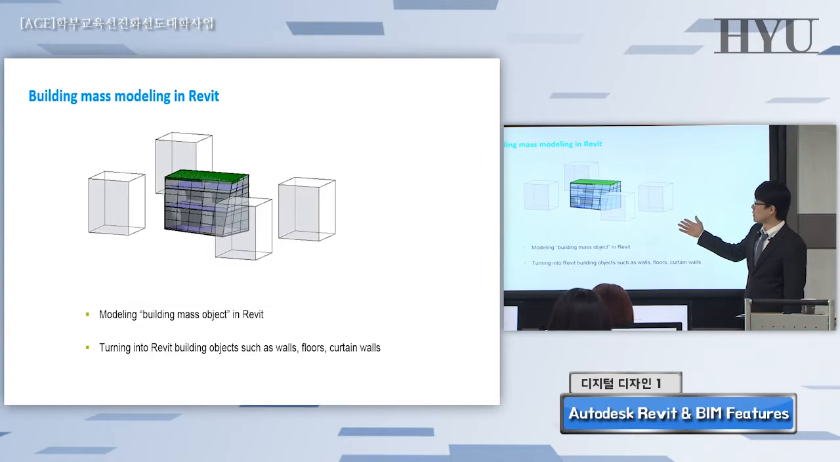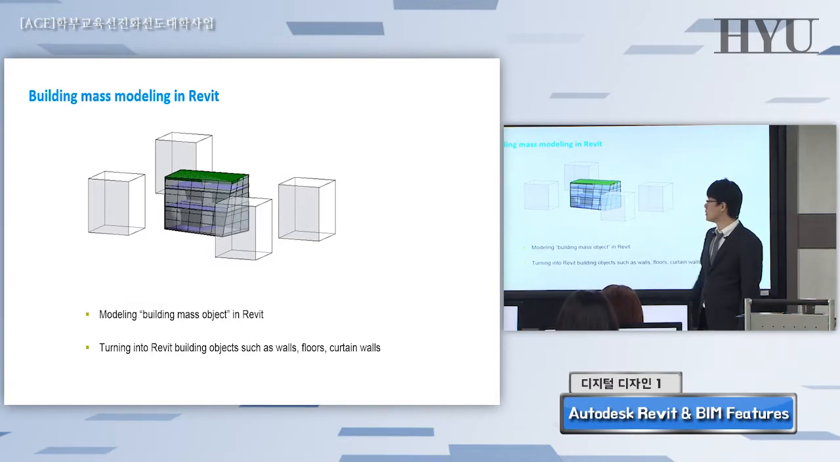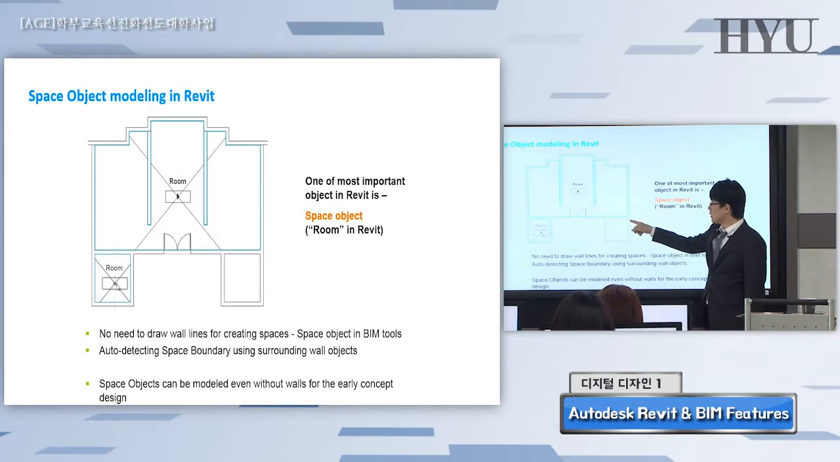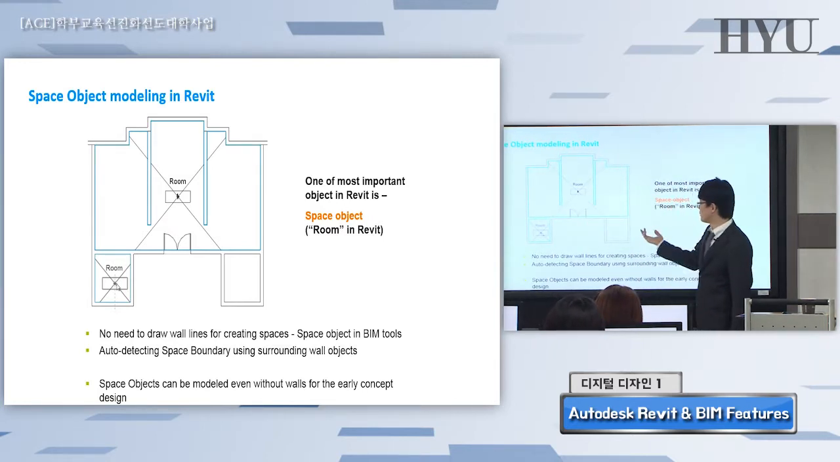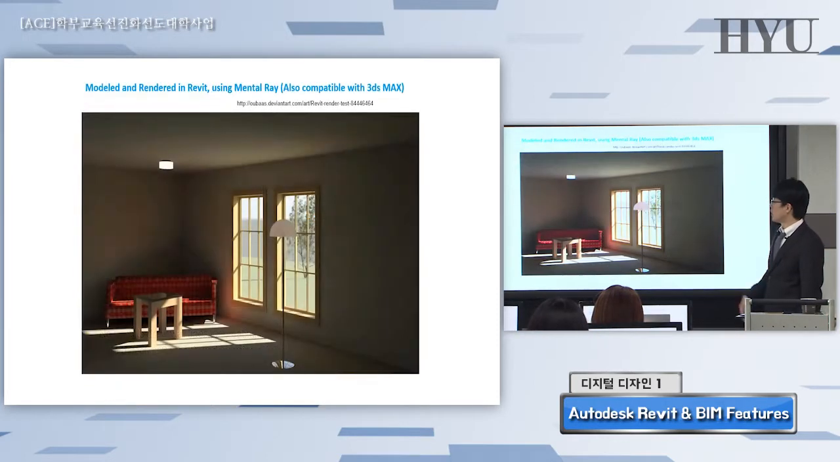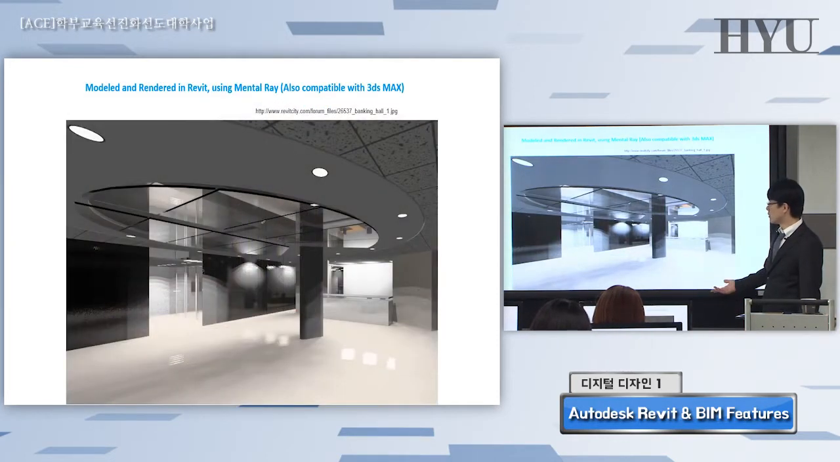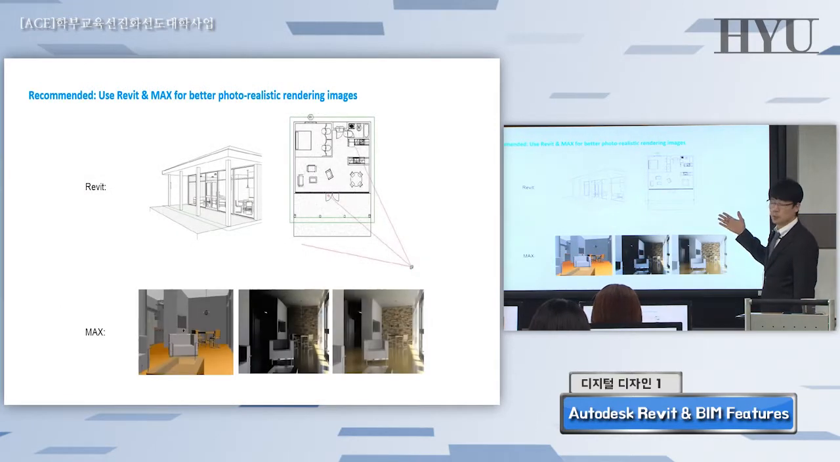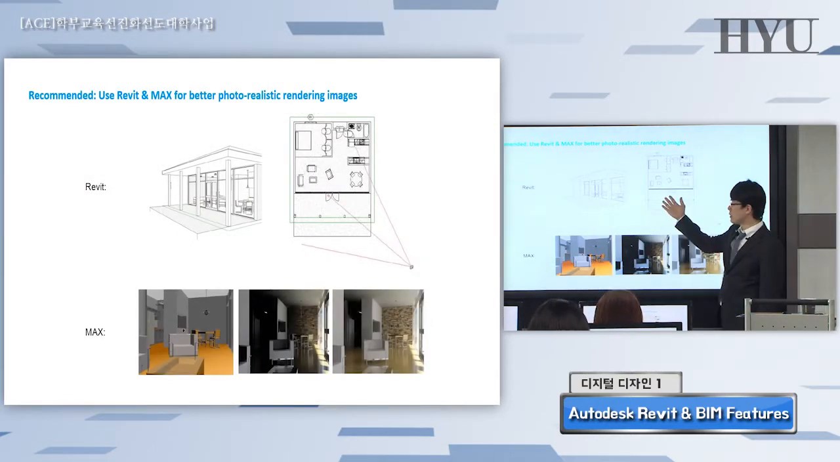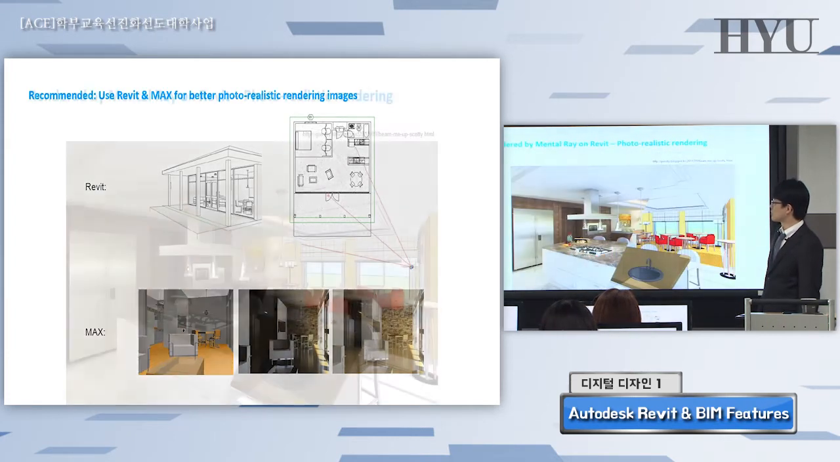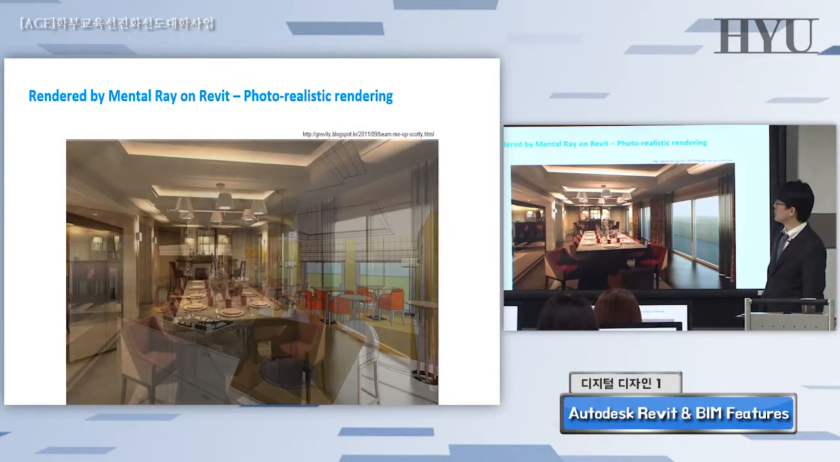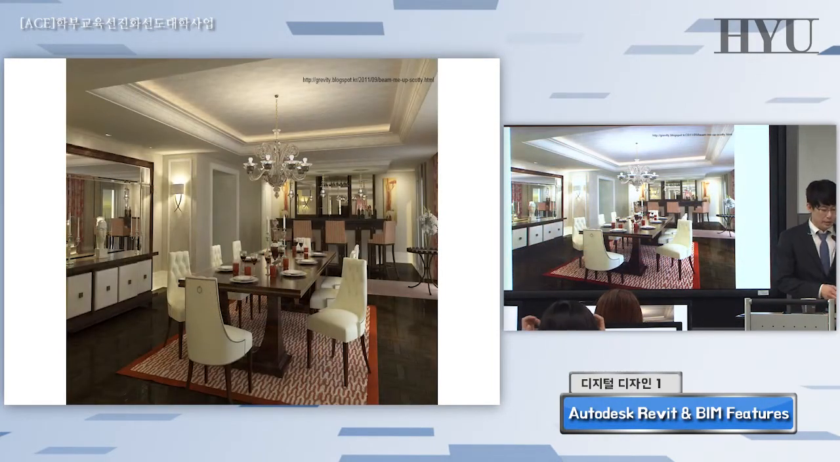So there are mass objects, auto generation of building components, and room objects. Take a look at this auto-generated room boundary. We're going to make this one and demonstrate it to you today. And a fundamental render scene, another rendering scene, and an interoperability example using Revit and 3D Max: geometry from Revit, and lights and more effective rendering features in 3D Max. And I can show you some Revit rendering examples.